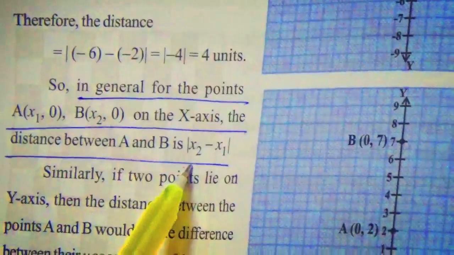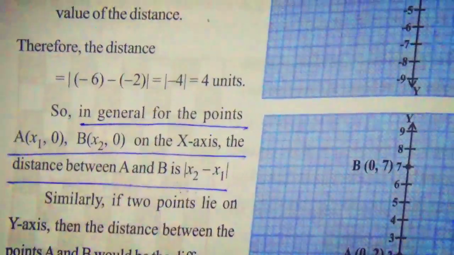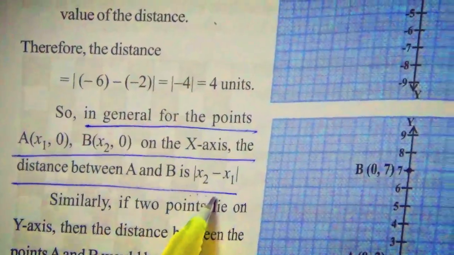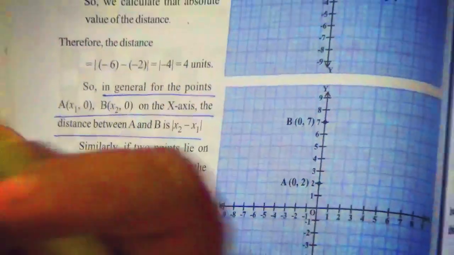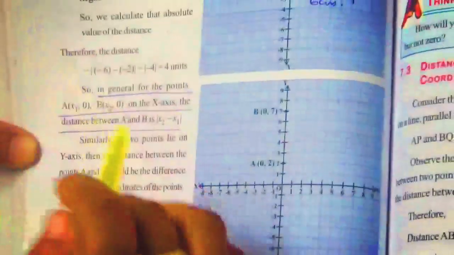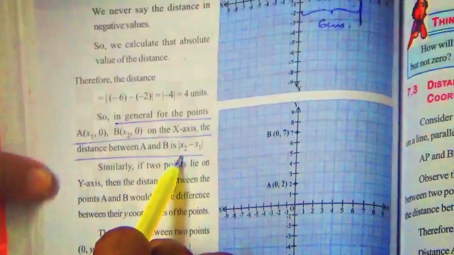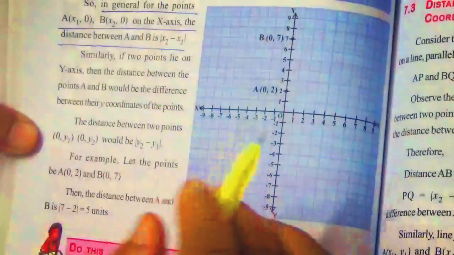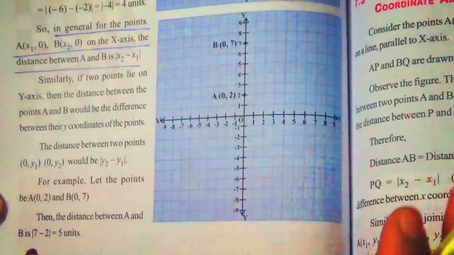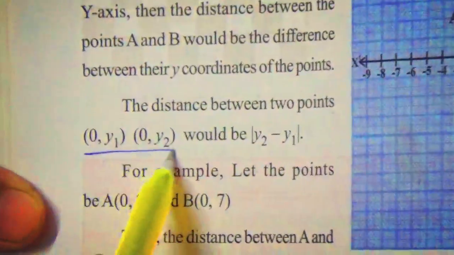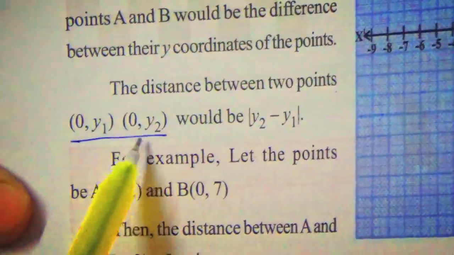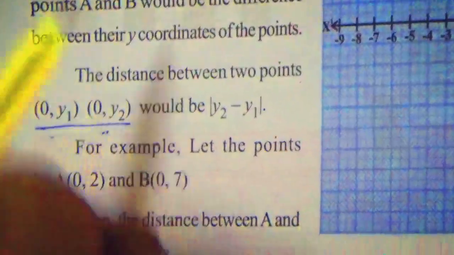Why are we using this modulus? Because there are no negative values for distances. Hence this modulus makes negative values into positive. That's why I am using the modulus. Now if the points are on the y-axis, then the x coordinates are 0. Similarly, the distance between 2 points (0, y1) and (0, y2). In these 2 points, just compare these two.